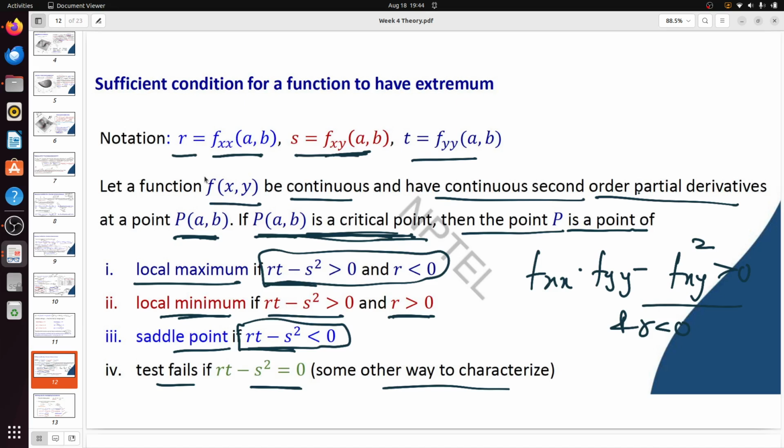For the function, first of all the point should be a stationary point, a critical point. So first of all fx and fy vanish at the point, right? If rt minus s square is less than 0, this is actually a saddle point. If rt minus s square is greater than 0 and r is greater than 0, then it is a minimum, and if r is less than 0, then it is a maximum.